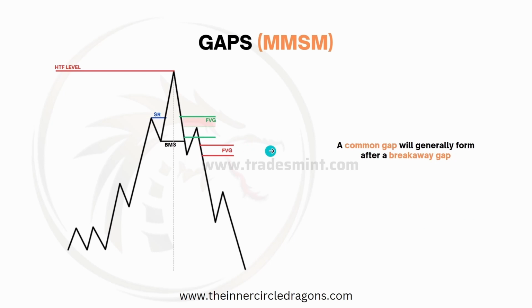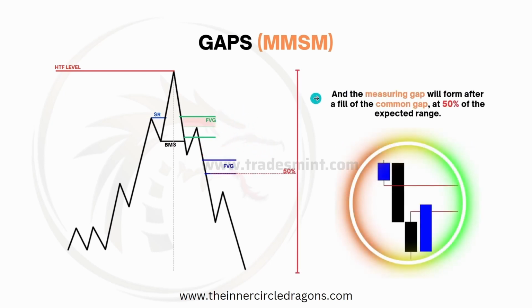Another common gap will generally form after the breakaway gap, and the measuring gap will generally form after the fill of a common gap at 50% of the expected range. Now, there doesn't always have to be a common gap before the measuring gap, but if we do see a gap after a breakaway gap that isn't in line with our expected terminus, then I would expect to treat that gap as a common gap. I would anchor a fib to the swing high to the expected measuring gap.